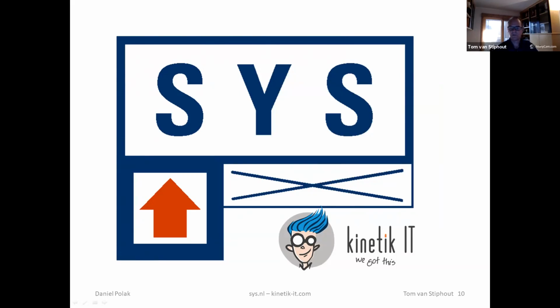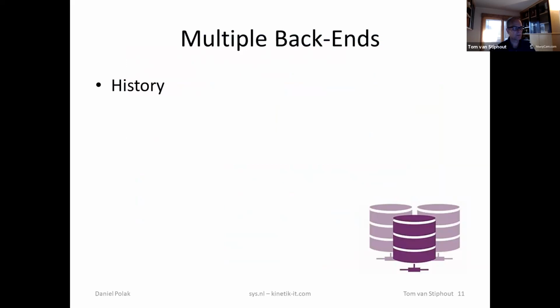So I'm going to take over again and talk about my second topic, which is about supporting multiple backends. We are now supporting an Access backend and a SQL Server backend, and the customer can choose which one they want. But this is also relevant if you're just thinking about migrating from an Access backend to a SQL backend. Everything that I'm going to be talking about applies to that scenario just as much.